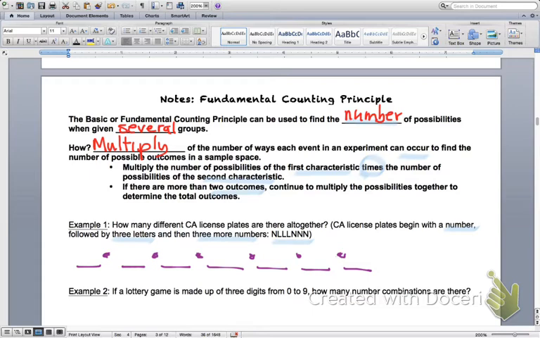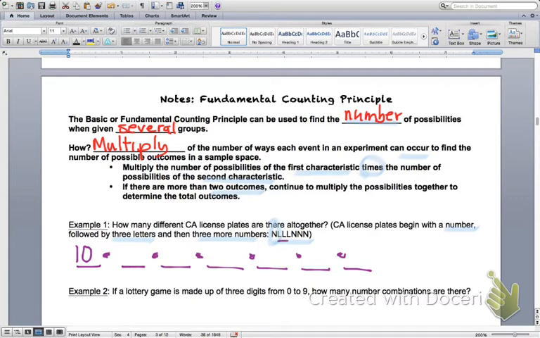So if my first character is a number, I have to ask myself, how many numbers are there in the number system? We have 10. 1 through 9 plus 0 gives me 10 numbers. So there's 10 different numbers that can go in the first spot. So if I were doing a tree diagram, I would put 0, 1, 2, 3, 4, 5, 6, 7, 8, 9 across, and then start branching from there.